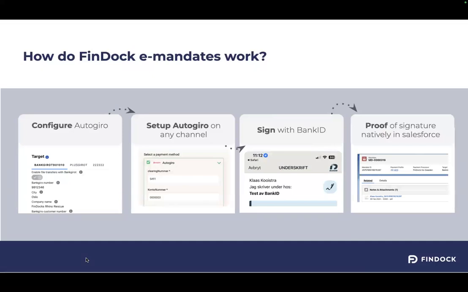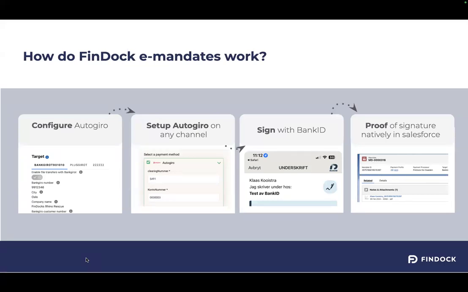To summarize how that looks in practice, you first have to configure your Autogiro target in Salesforce, where you set up your BankGiro number, fill in company details that are relevant for the signature process. Then the payer can start paying using Autogiro through our API, through giving pages, where they then sign with BankID. And then in the end, as I said before, you get a proof of the signature as a PDF attached to the mandate record in your Salesforce environment automatically.